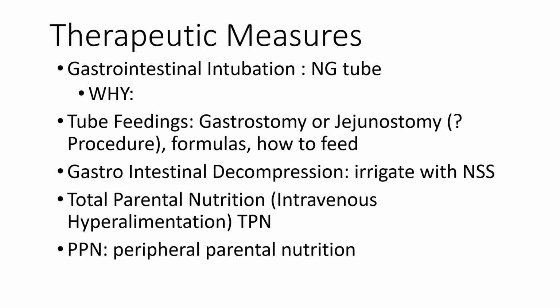Therapeutic measures may include the use of a gastrointestinal intubation or an NG tube. An NG tube is usually used to decompress. It can be used to irrigate with normal saline. But when a person has incredible nausea and vomiting, has a GI blockage, to decompress, the best way you could do it to relax the intestinal tract is to use an NG tube.